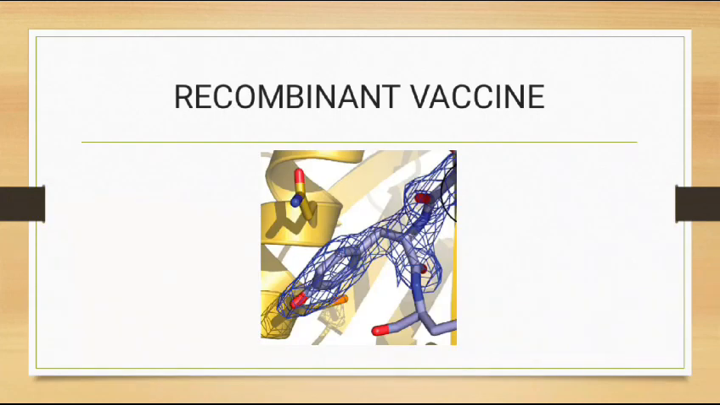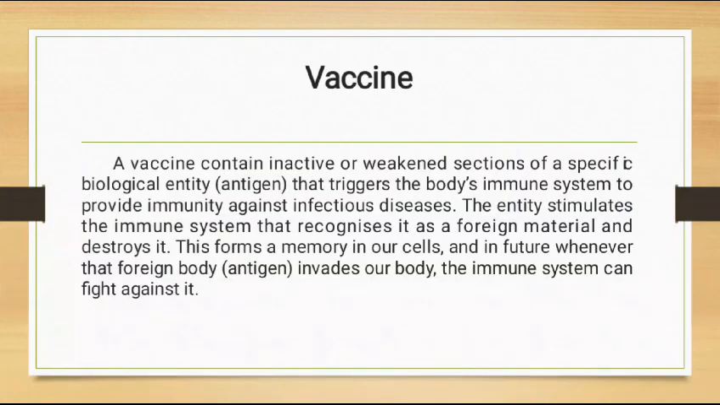Today's topic is recombinant vaccine. Vaccine: a vaccine contains inactive or weakened section of a specific biological entity, that is antigen, that triggers the body's immune system to provide immunity against infectious diseases. The entity stimulates the immune system, which recognizes it as a foreign material and destroys it. This forms a memory in our cells, and in future, whenever that foreign body, that is antigen, invades our body, the immune system can fight against it.